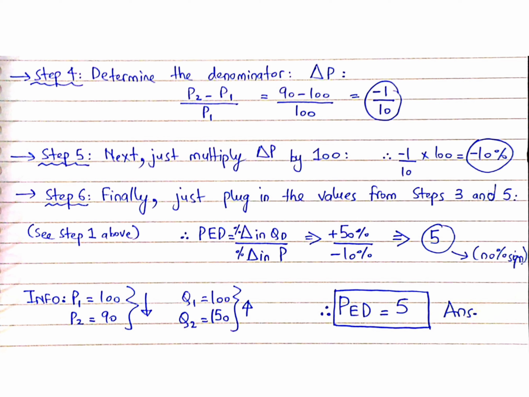Once again, it is possible to see at a glance that when the price decreases from 100 to 90, this is a simple 10% decrease in price. Okay, now here comes the final step, which is plugging in these numbers, that is the answers that you obtained in step number 3 and step number 5, and you're done. Why? Because that is all that you needed in order to get PED. So when you plug in these numbers into the formula, you're going to end up with 5, which is the price elasticity of demand in this particular situation.